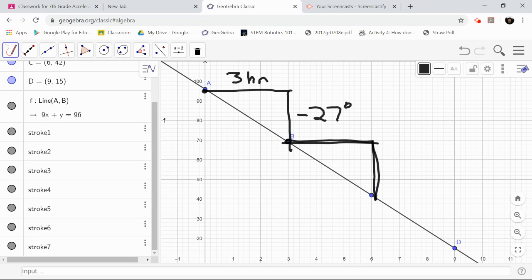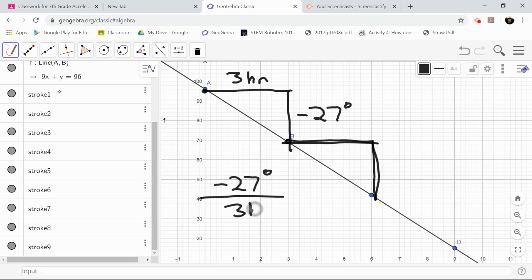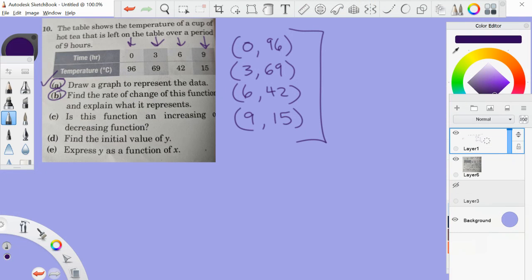So let's write that as a rate. We lose 27 degrees of temperature every 3 hours. Now we can simplify this and make it into a unit rate. And what do you get? Well, you get -9 degrees Celsius per hour. Our tea's temperature is going down 9 degrees Celsius every hour. And that answers the next question right there. That would be the rate of change. Our rate of change is -9 degrees Celsius for every 1 hour.